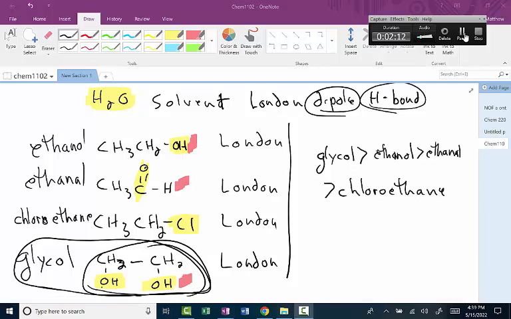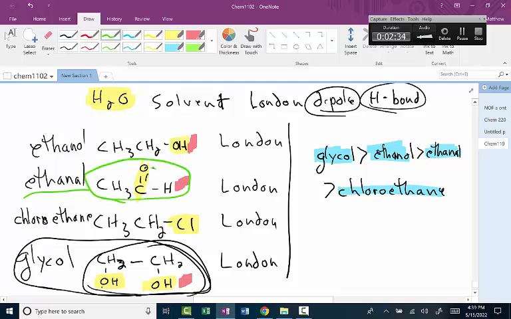If I was to put these in order, glycol would be the most soluble, then ethanol, then ethanal, that's very close, and then chloroethane. Ethanal, with the AL ending, is not quite as soluble, because it has an oxygen that can hydrogen bond, but it does not have a hydrogen bonded to it. So while it can still hydrogen bond, it doesn't contribute to the hydrogen bonding itself. That's why I put it a little bit lower in the list than ethanol. So that's the order over here on the right.